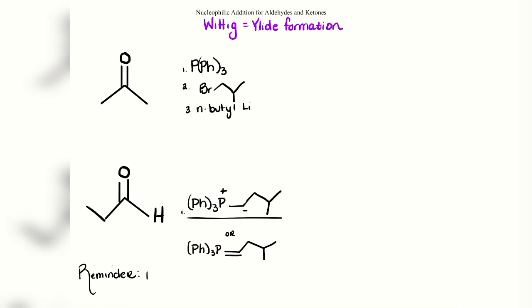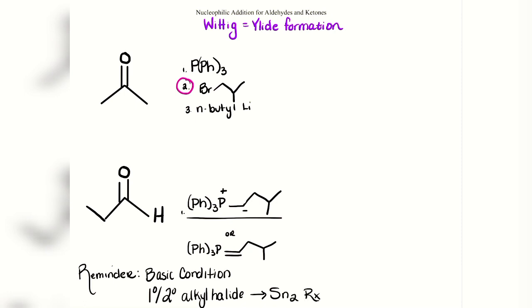This reaction is going to be considered more under basic conditions, and with this reaction, your alkyl halide, which is in step 2, has to be primary or secondary only, always. Now, with that primary or secondary alkyl halide, this reaction is going to follow suit of an SN2 reaction.